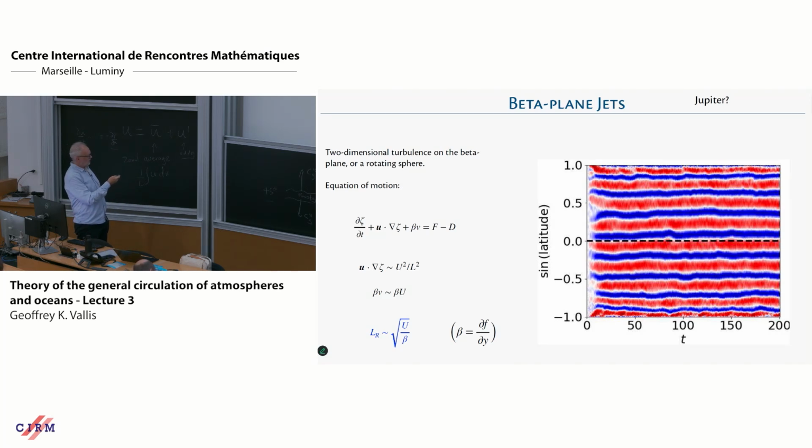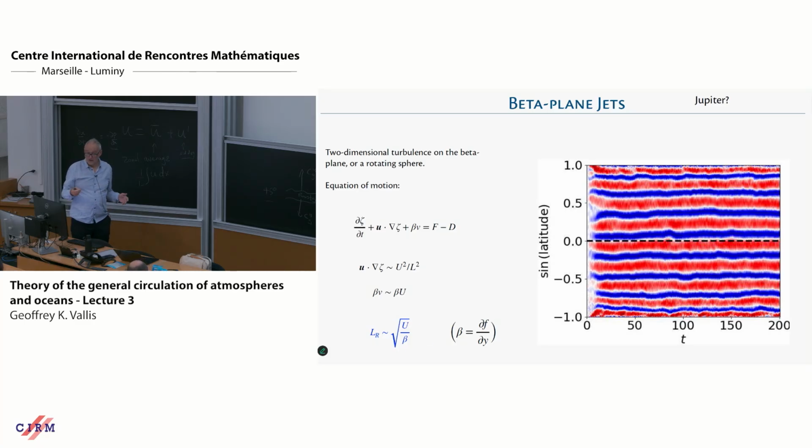But if we scale the equations, take these equations, look at the advection term, it scales like U over L, where U is some velocity, L is some length scale. The beta term scales like beta times U. So there's a crossover scale. If you say that you'll get jets where this beta term is approximately the same size as the advection term, then you get a scale here, which is the scale of the jets.